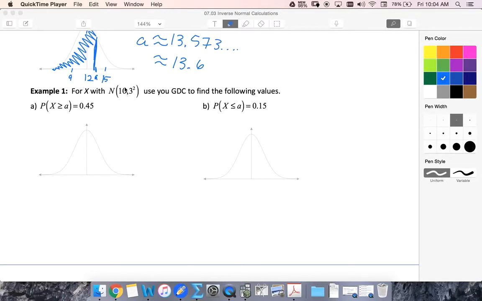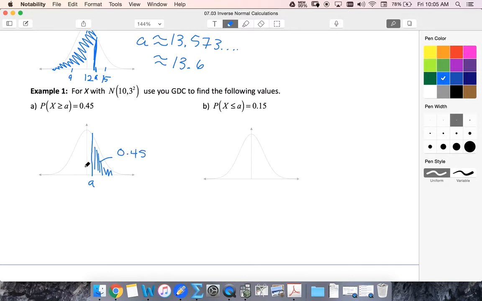Okay, so it's really important to note that our calculator, when we use inverse norm, only finds less than values. So if I think about this one, the probability that x is greater than a is 0.45. Greater than a is going to be on this side. 0.45 is smaller than half, so I'll be somewhere around here with my a value. So I know that this part is 0.45.